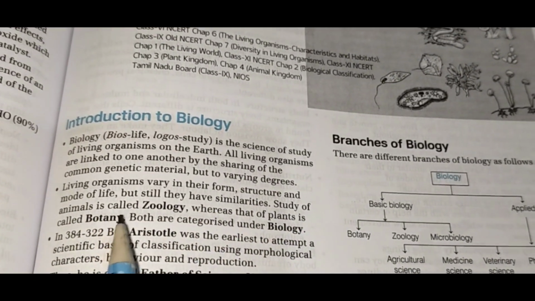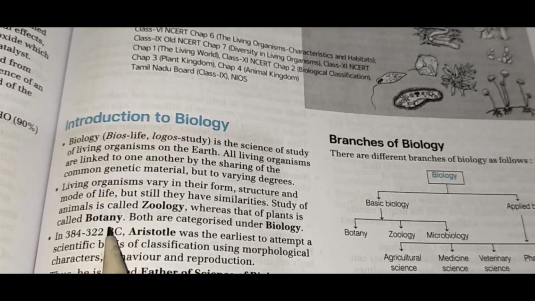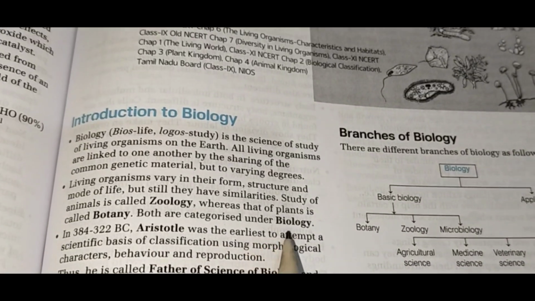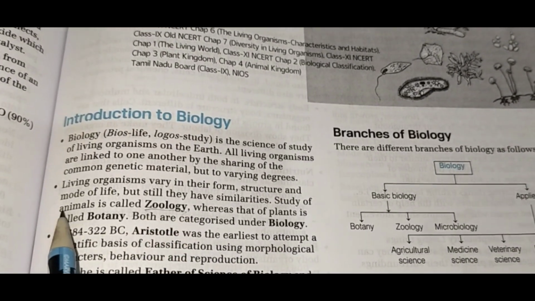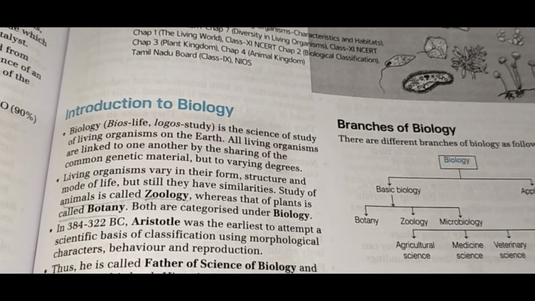Study of animals is called zoology, whereas the study of plants is called botany, and both are categorized under biology. So you can just mark it out. The study of animals is called zoology, and the study of plants is called botany.